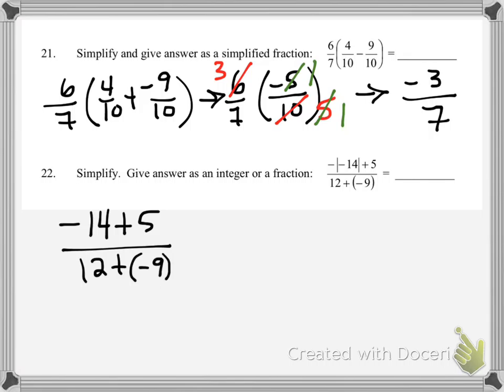Negative 14 plus 5, that's going to give you negative 9. 12 plus negative 9 is going to give you 3. Remember, if you have more negatives than you have positives, your answer is going to be negative if you're adding. If you have more negatives than positives, your answer is going to be negative. And your final answer is going to be a negative 3.